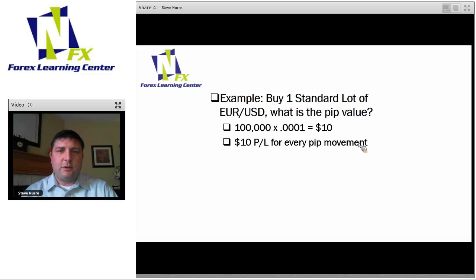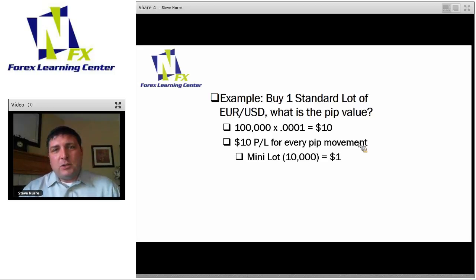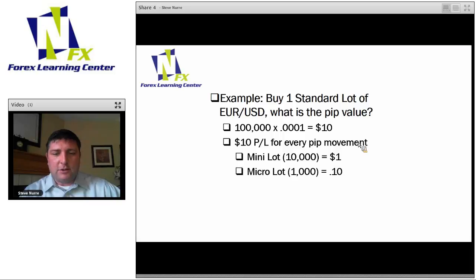And for brokers that have a fractional pip, it's just 1/10 of that. Now, if you're trading in a mini account, trading mini lots, which represent 10,000 units of currency, then your pip value is going to be $1, or just 1/10 of that. And then for micro lots, you're only making or losing 10 cents per pip.